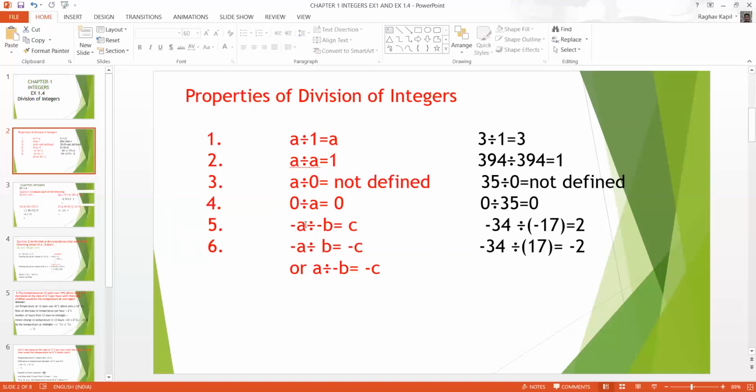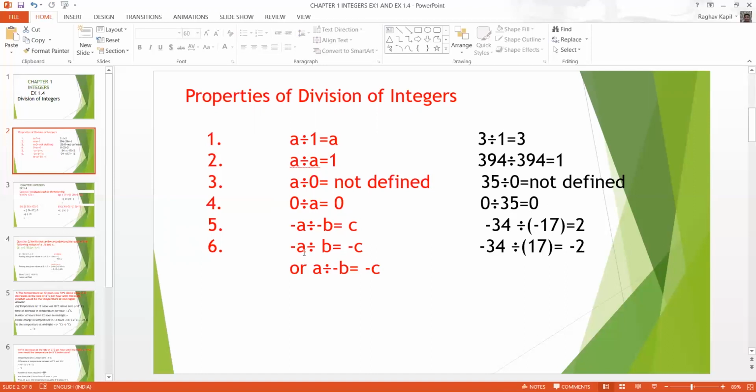Now here are the three integers. When a negative integer is divided by a negative integer, the result will be positive, because they have like signs. Here is an example: minus 34 is divided by minus 17. So the result will be what? Positive, because they have like signs.